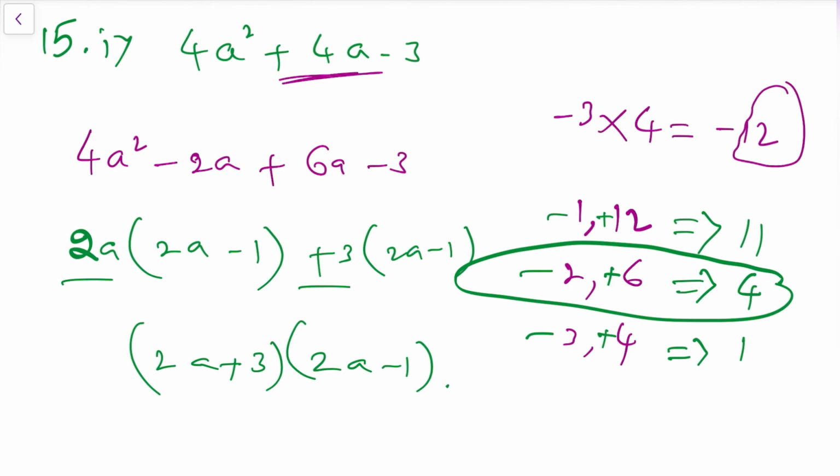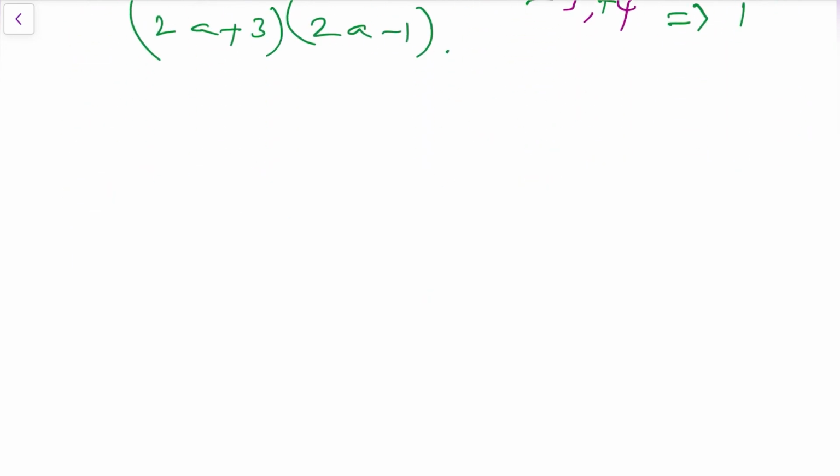Next, in this only, the second question is there. The second question is given as 25a square minus 35a plus 12. Okay, now again this also I am going to solve by splitting the middle term into two terms.